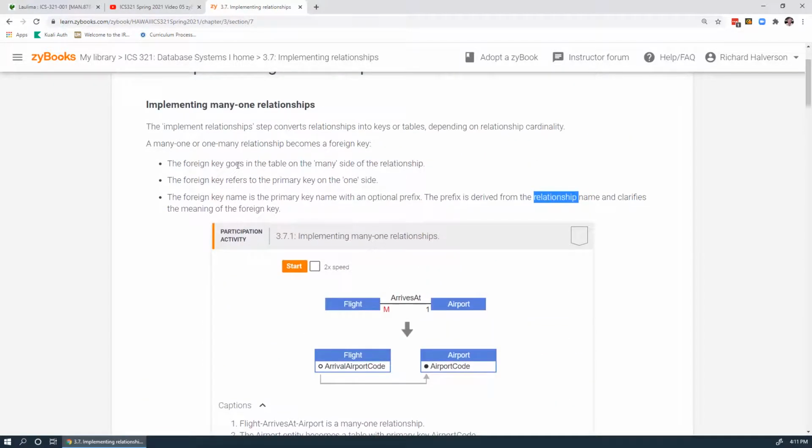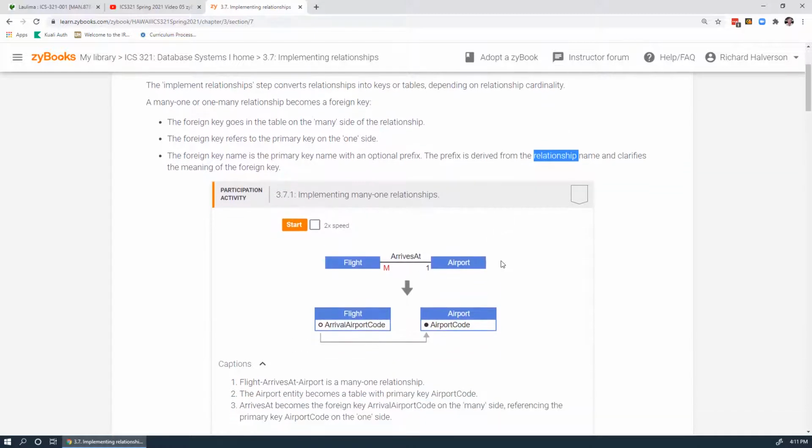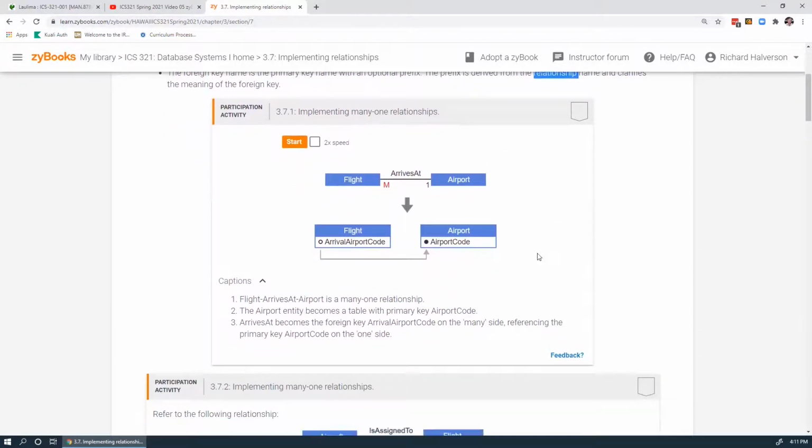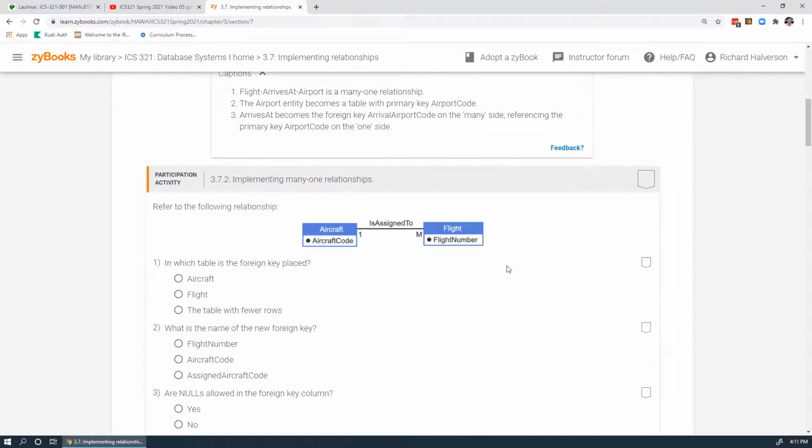All right, you can read those couple of sentences over a few times to make sure you understand them. But here, for example, we have a flight arrives at, many to one. You have an airport, and many flights arriving at the airport. So there's many flights, one airport. So it's the flight side that's got to have the airport code, and the airport code is the primary key of this table here.